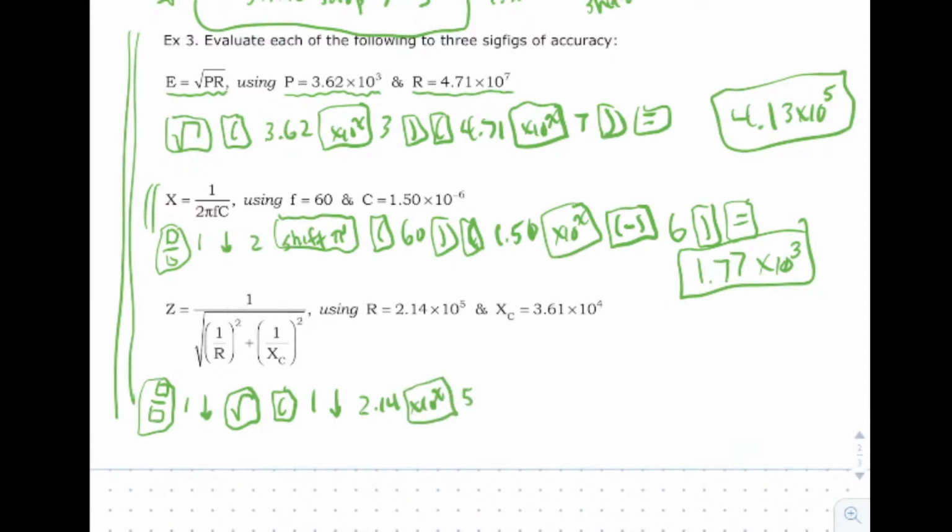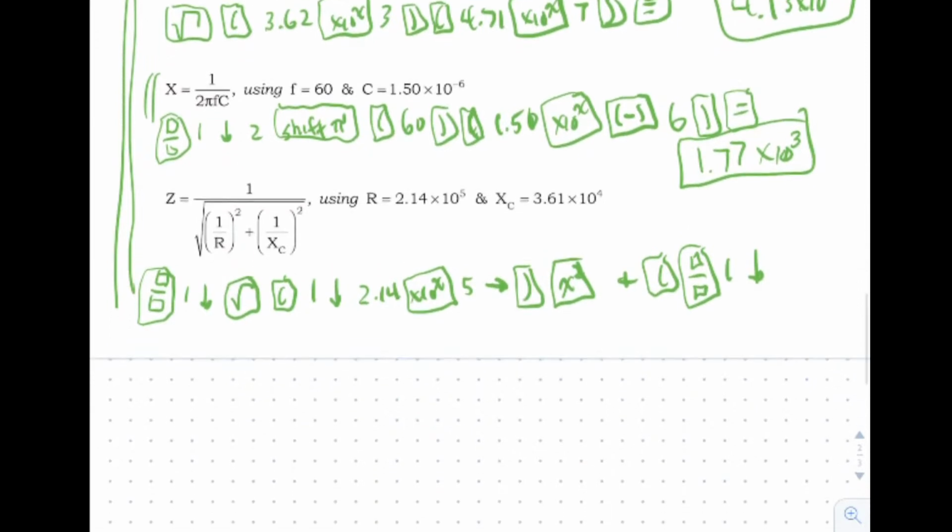And then I had to hit the right arrow to get out of the denominator, remember? And then close the parentheses. And then I used the x squared button. That was fun. And then I used the plus button. And then I used the parentheses again, and the fraction button again. You put the 1 on top again, come down. And I had to enter the x sub c, so I guess I'll do that like right about here. I had to enter the 3.61 times 10 to the x button.